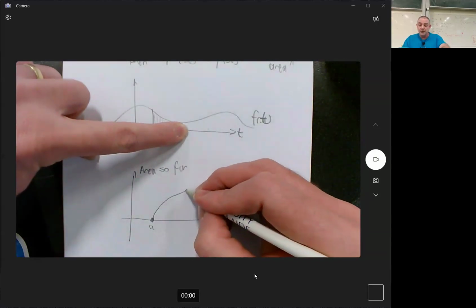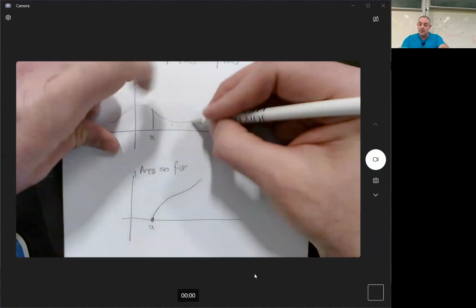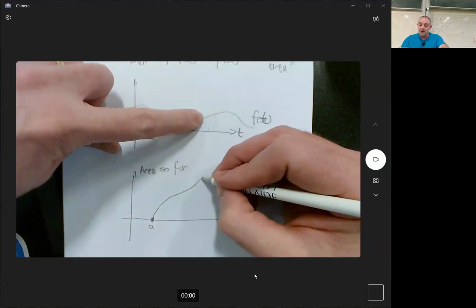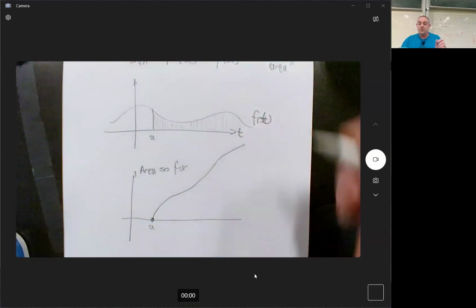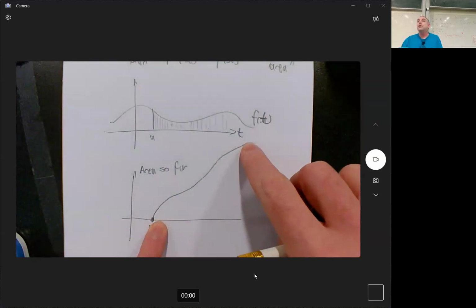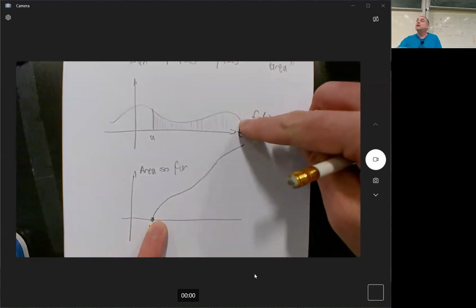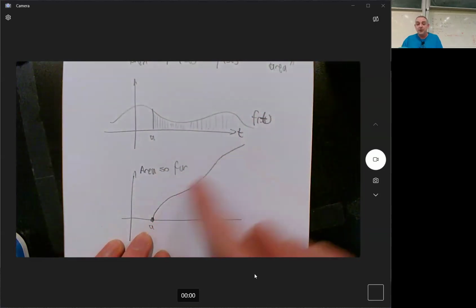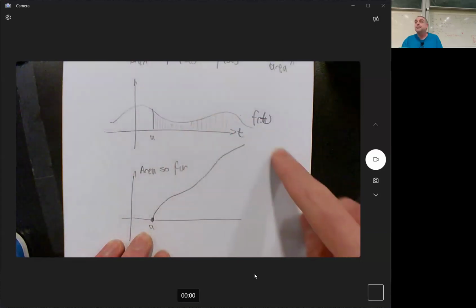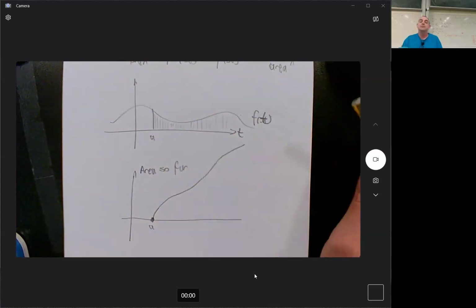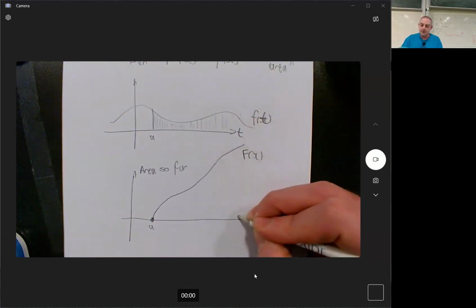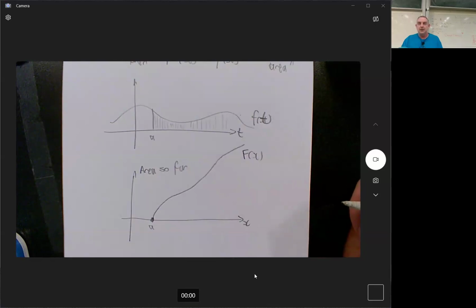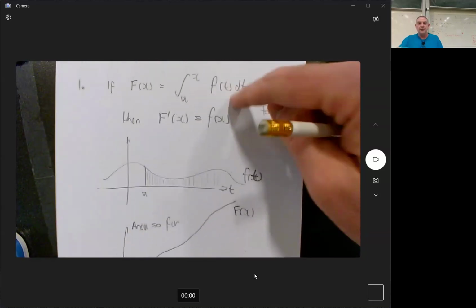And then it starts to increase again when I've got the area up to here, and then it starts to not go up quite so fast. But the area is always going up as you move along here. And this function, its derivative is this. That is how these two functions are related to each other.